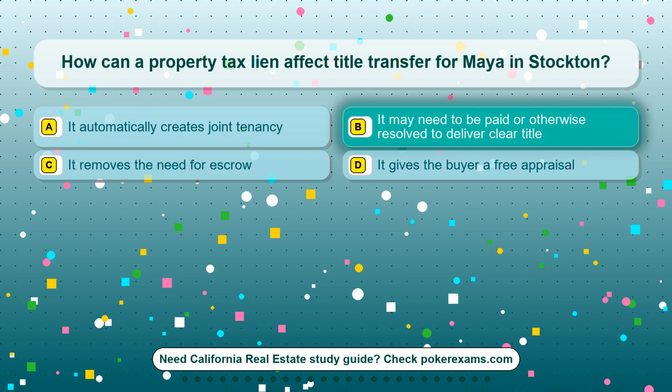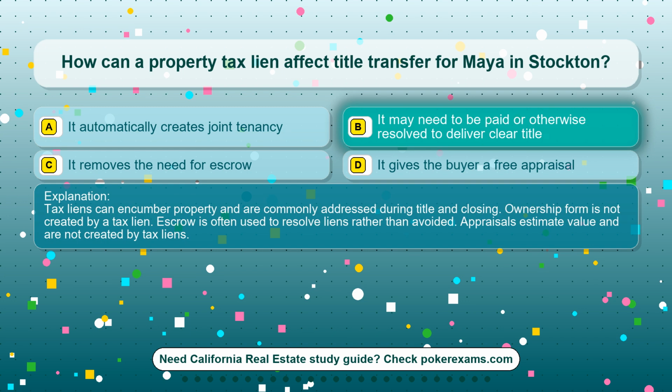The correct answer is option B. It may need to be paid or otherwise resolved to deliver clear title. Tax liens can encumber property and are commonly addressed during title and closing. Ownership form is not created by a tax lien. Escrow is often used to resolve liens rather than avoided. Appraisals estimate value and are not created by tax liens.